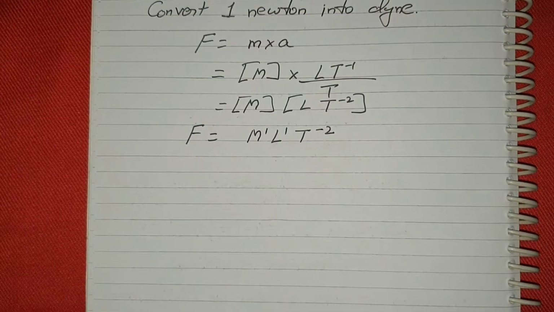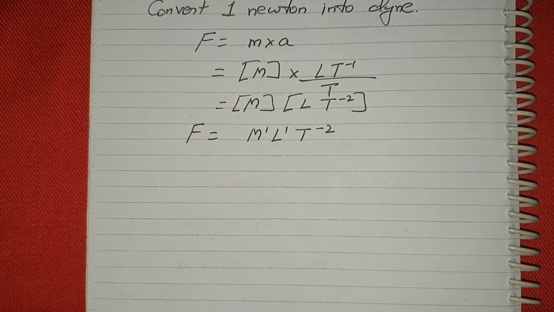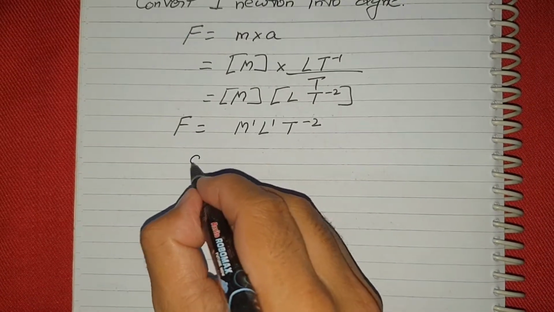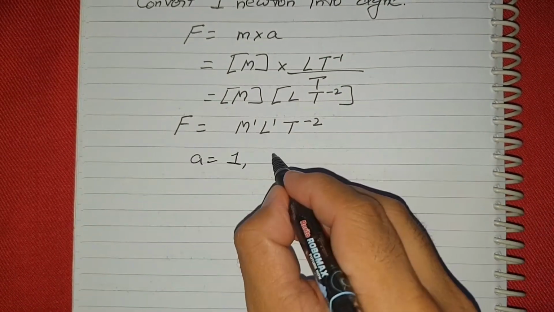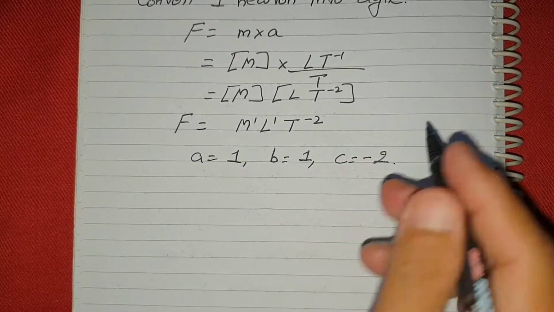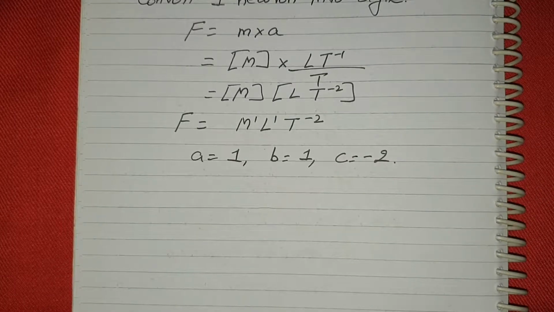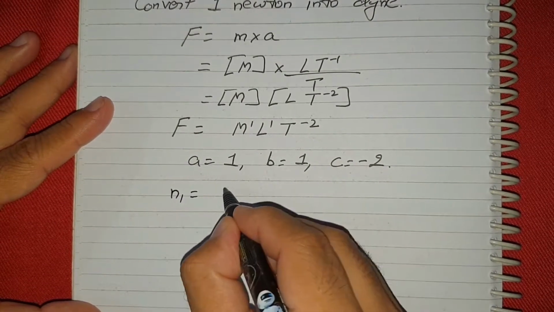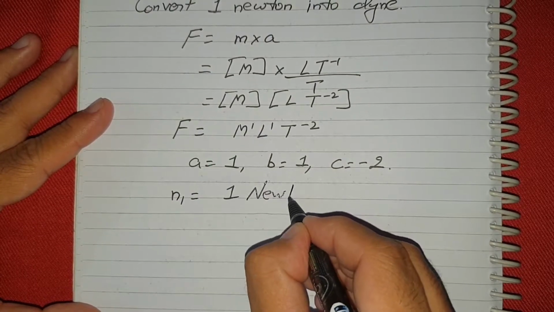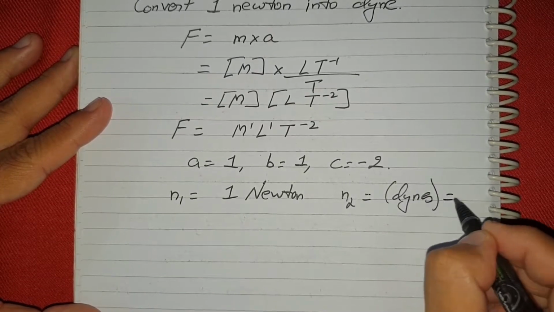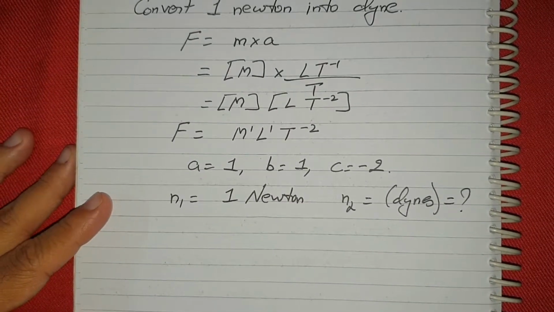So the dimensions of force in mass, length and time are: what is the value of a, b, c? a is 1, b is again 1, c is minus 2. We know that we have to convert 1 Newton into dynes. So n1 is basically 1 Newton, n2 will be in dynes, but that value we have to find.